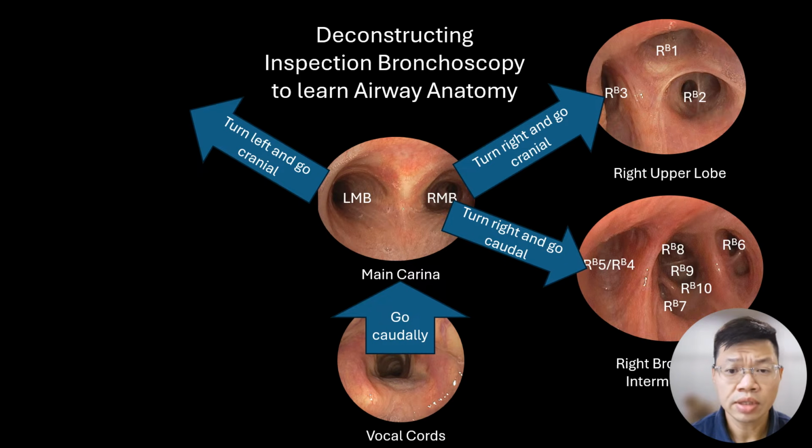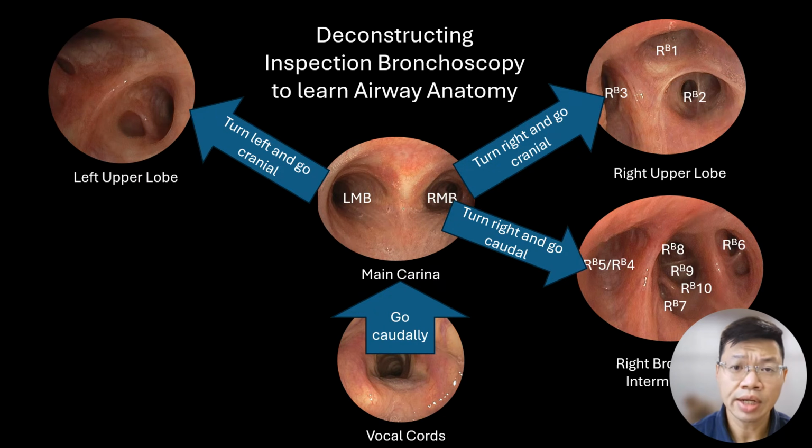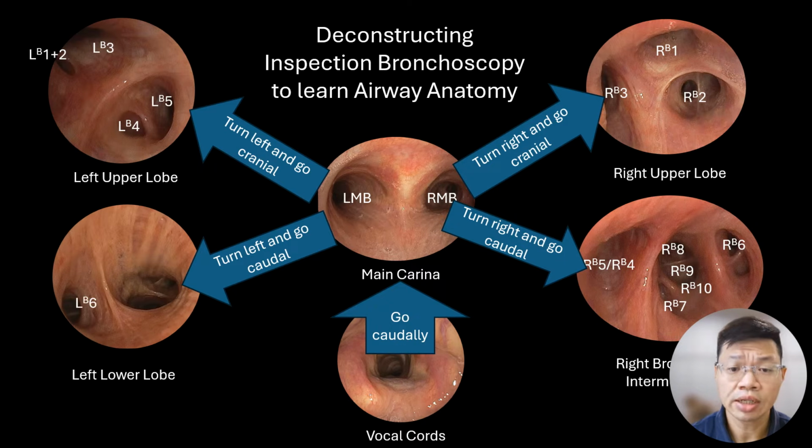To view the segments of the left lung, we go back to the carina, and we turn left to enter the left mainstem bronchus, and we proceed cranially, where we will see the left upper division comprising of the branches of the upper lobe as well as the lingular segments. To enter the lower lobe, returning back to the main carina, we turn left and go caudally, where we will see the branches of the lower lobe.